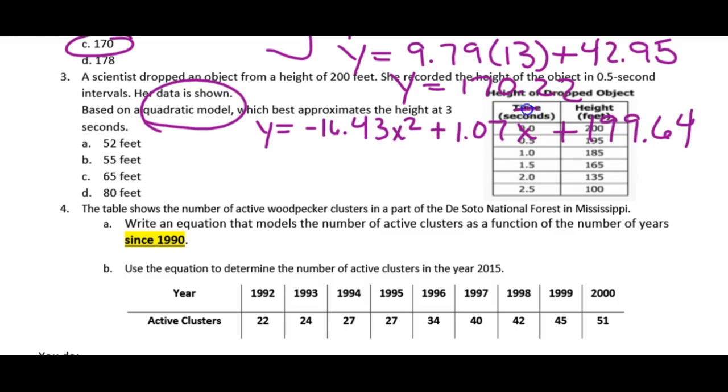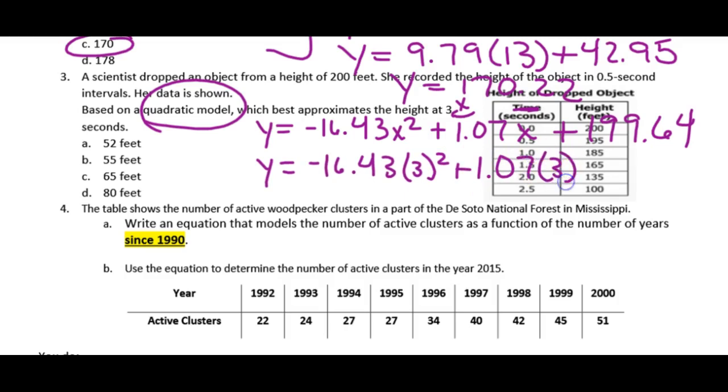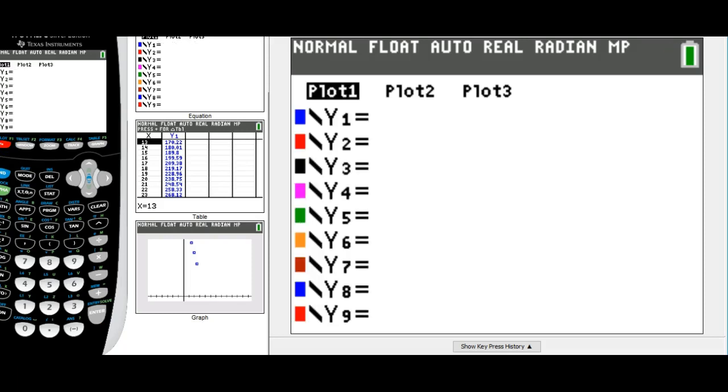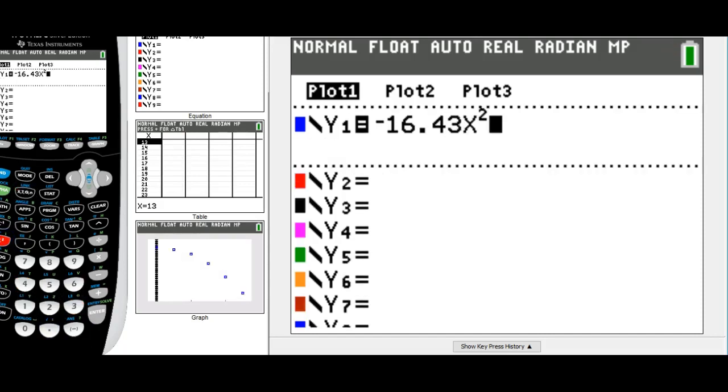Well, if we notice time is our x, so I need to plug in an x there. Now you have to be careful with this one because we are squaring that x, and a lot of times students forget about that. So this is definitely one where I would suggest using that calculator, going to y equals, typing that in, negative 16.43 x squared plus 1.07 x plus 199.64.